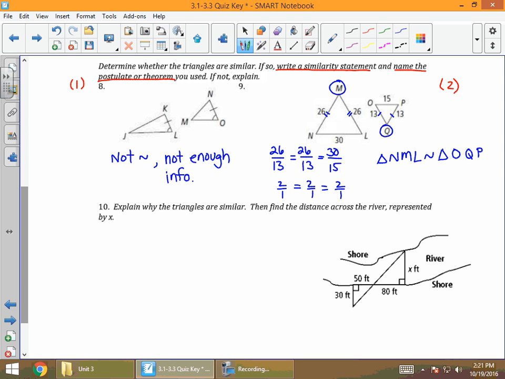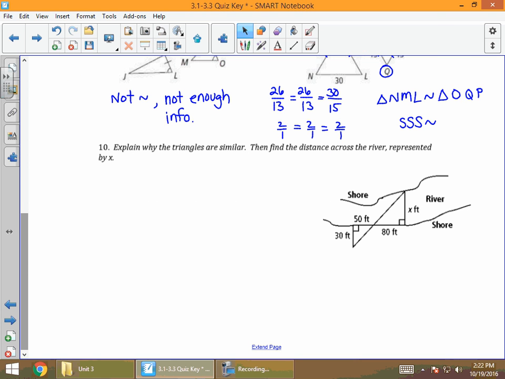If you would have put M in the first place, then put Q in the first position. Or if M's in the last position, make sure Q's in the last position. But other than that, the rest of the order does not matter because they are isosceles. And then it says name the postulate or theorem that we use, and this is side, side, side similarity. Make sure you have that little similarity symbol. That is side, side, side similarity, because I did not know that the angles were congruent.